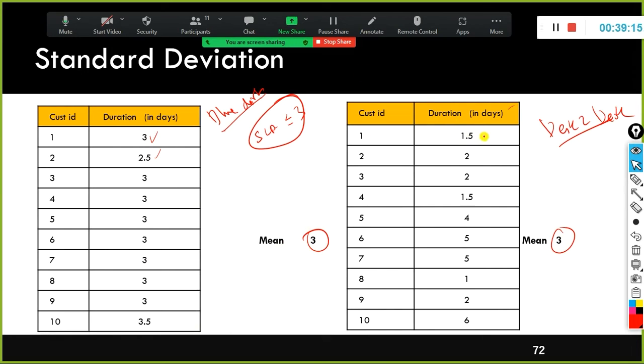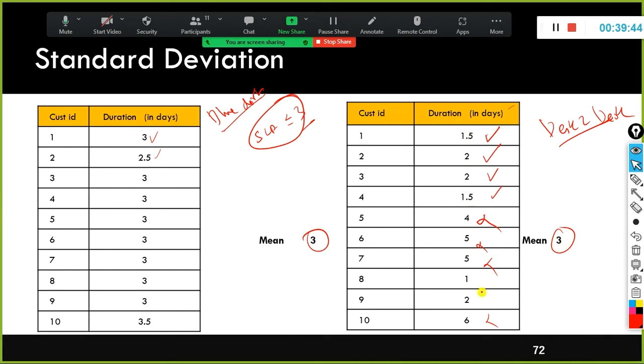But when I look at this data set, I could see 1.5 days, even though the SLA is less than or equal to 3, he just delivered well ahead of the schedule. Excellent. But he messed it up. He missed the SLA. Here he missed the SLA. Here he missed the SLA. Here he missed the SLA. But if you just take the average in your calculator, you will get a mean of 3.